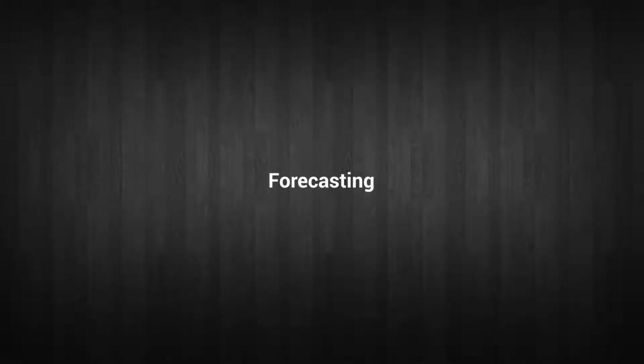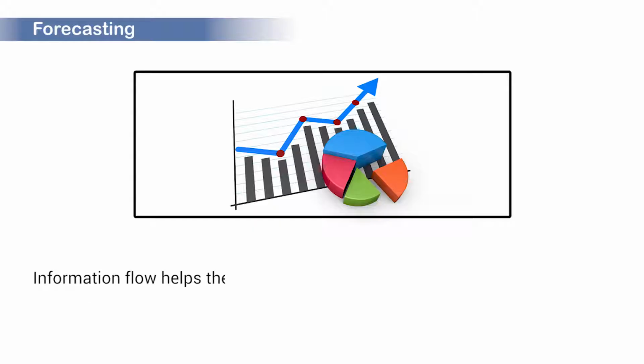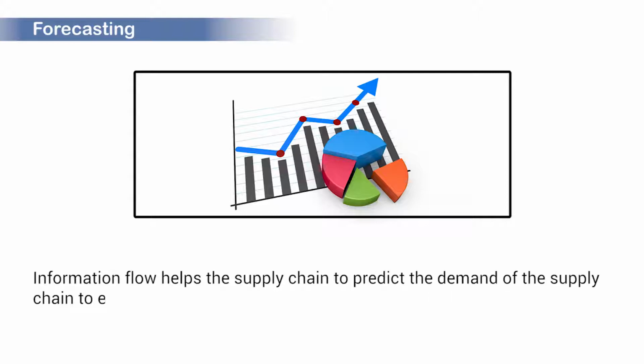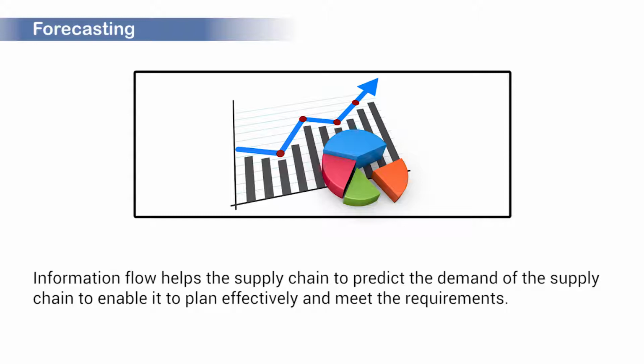Forecasting. Information flow helps the supply chain to predict the demand of the supply chain to enable it to plan effectively and meet the requirements. These are the elements which have the impact on the planning and coordination flow.